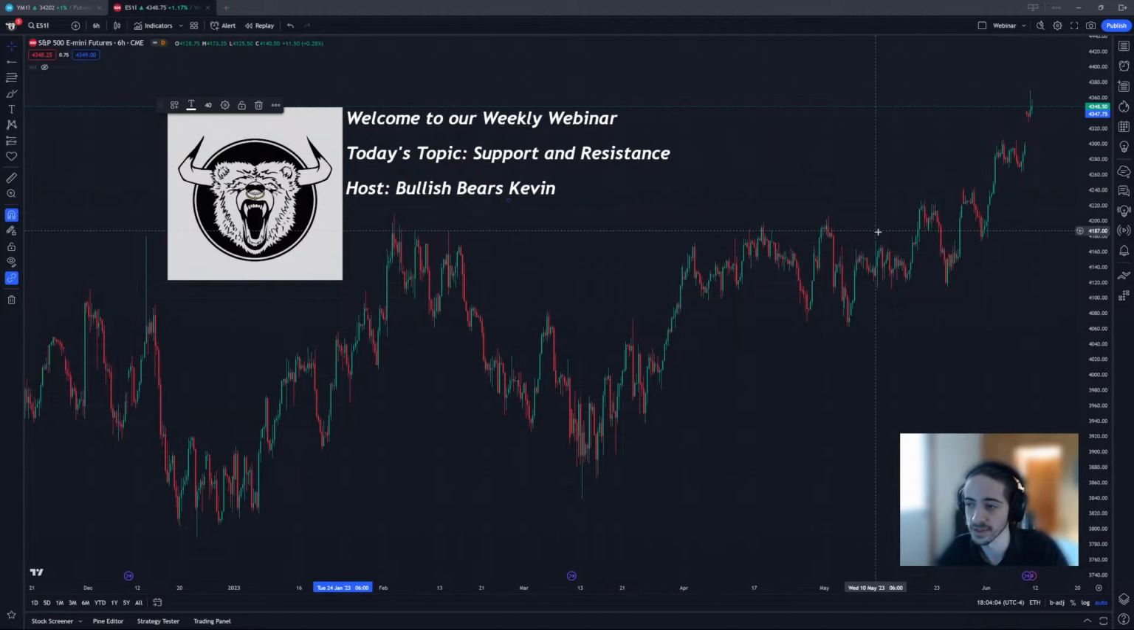Another thing we do often see is support becomes resistance, resistance becomes support. The reason for support becoming resistance is when we see a support level breached and the price moves below it, it signifies a shift in market sentiment. The level was previously acting as support, now it's broken, now it's going to form some type of area of resistance.